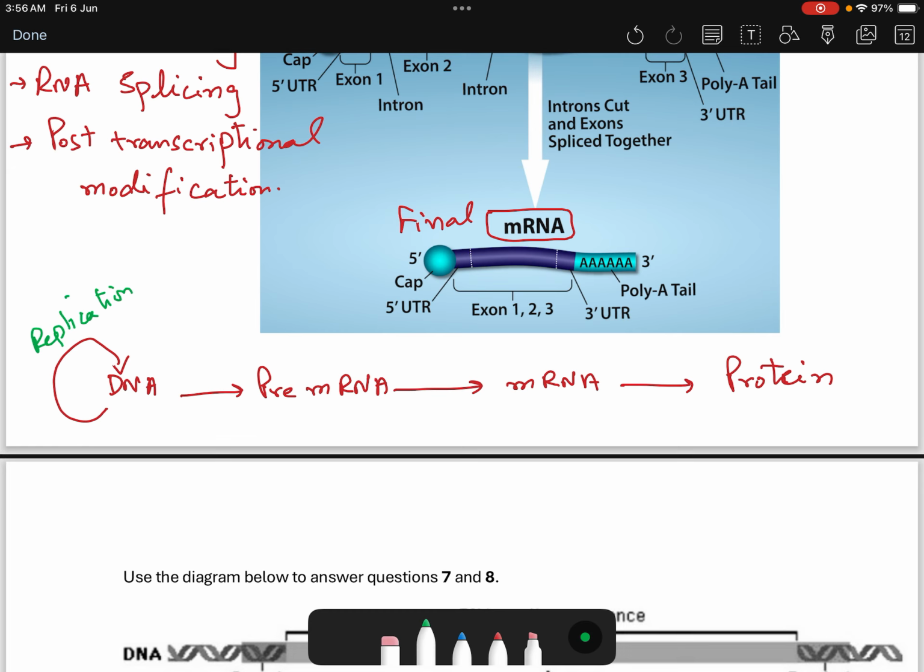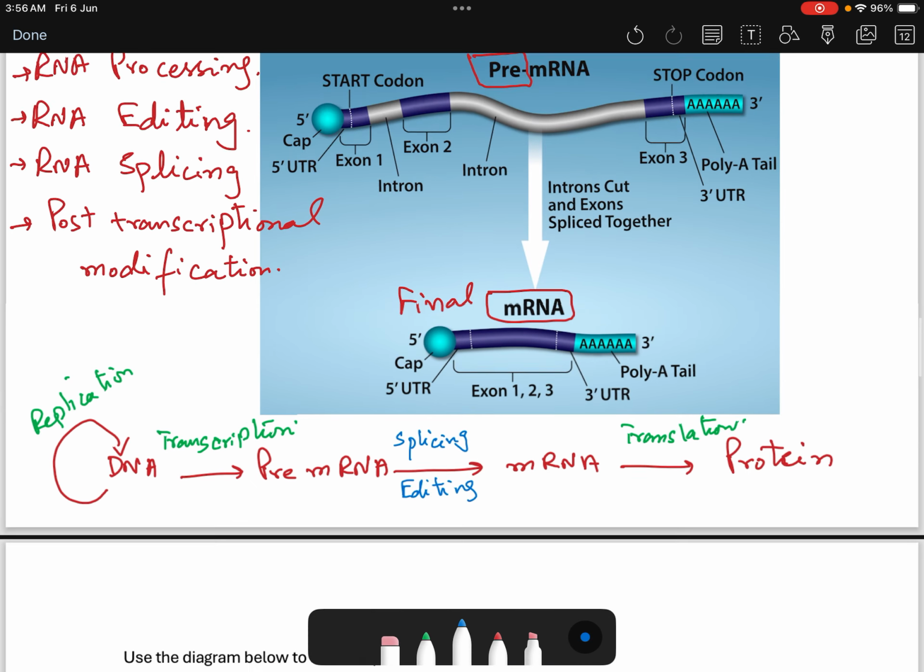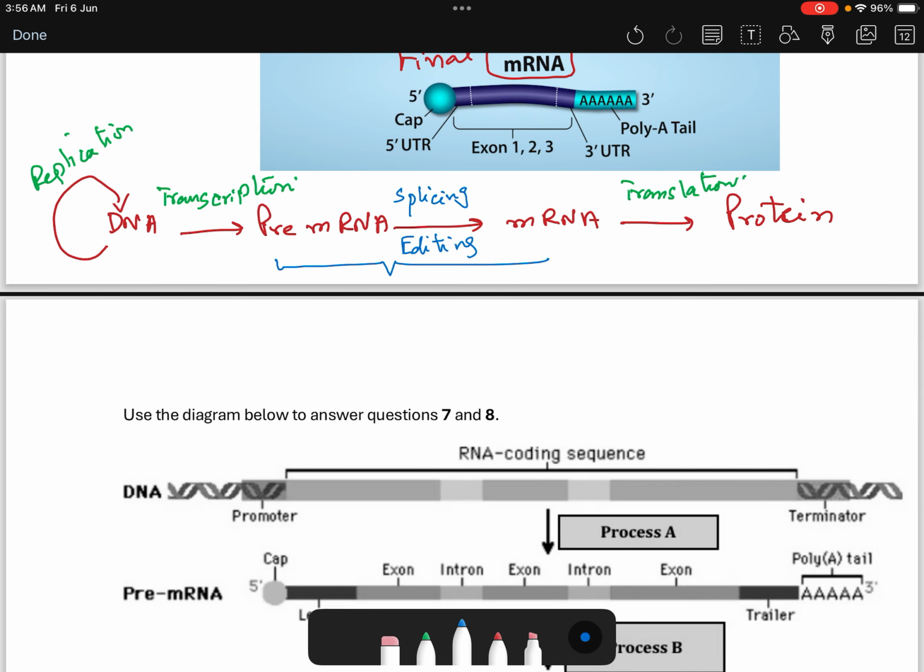Here it is translation. Oh, sorry, not translation. It is transcription. Okay, and here it is translation. While this one more step that came in between, this one is splicing. This one is splicing. This one is editing. This one is, sorry, the spellings went wrong. Editing, or the one they are using, it is processing. So you can say over here, from here till here, this is RNA processing.